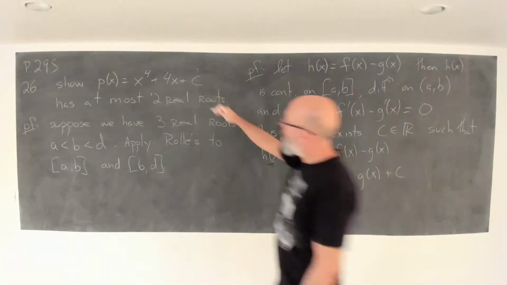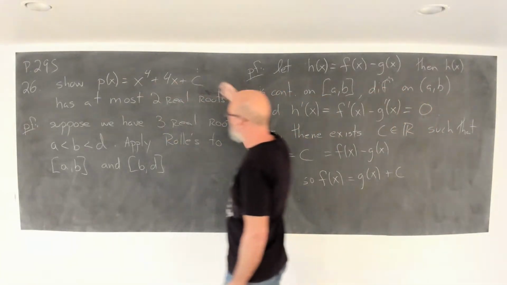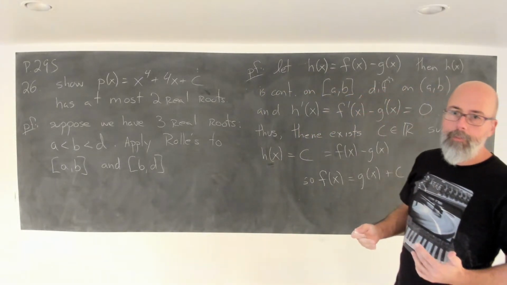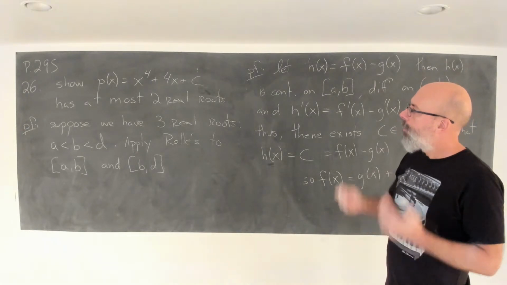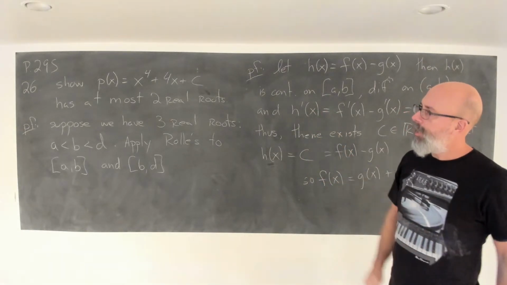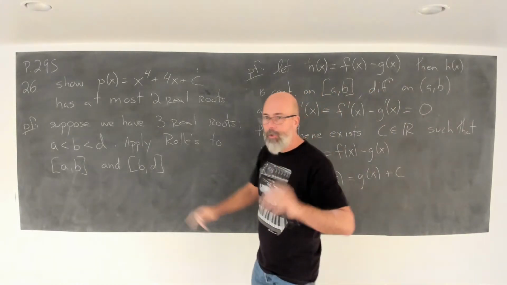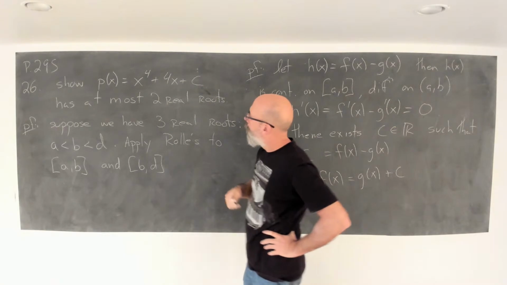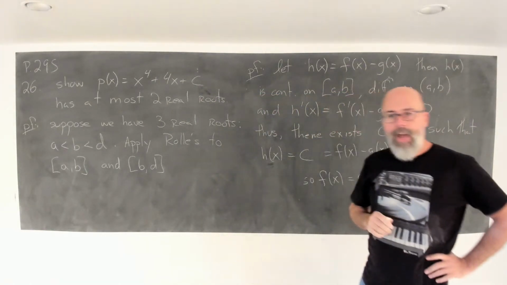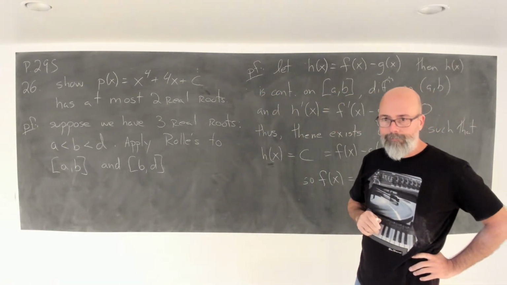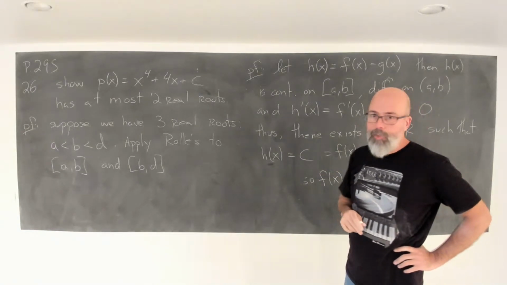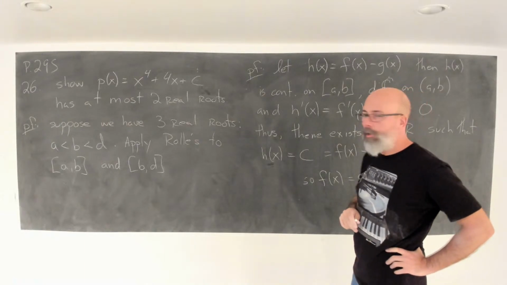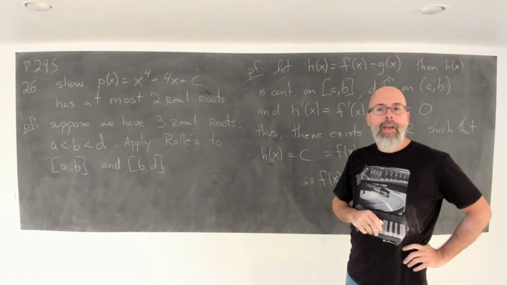Well, that's the thing, right? I mean, in general, a polynomial of degree 4 can have up to 4 roots. Here, though, the claim is that this special family, which have this form, are going to have at most 2. I claim some would not have any. If C is too large, this won't have any roots.